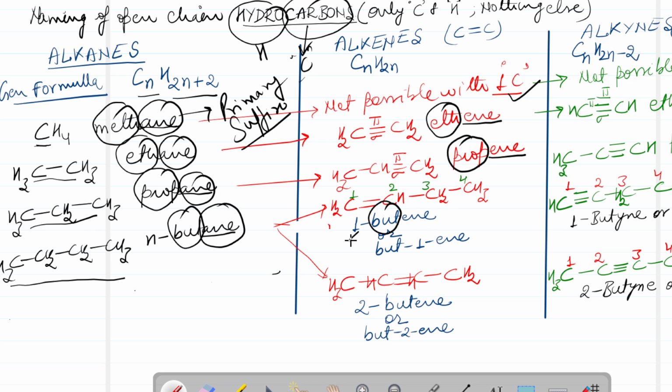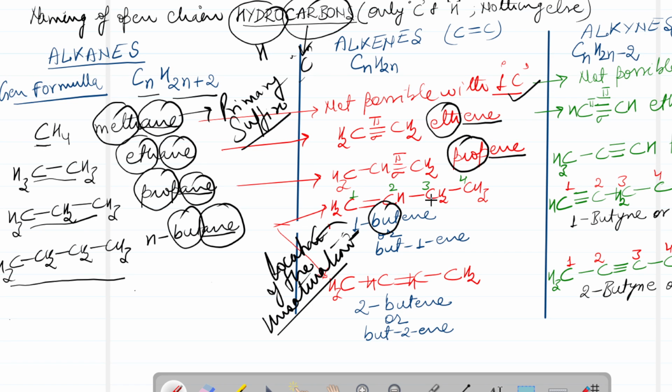What is the 1 indicating? One is indicating the location of the double bond, location of the unsaturation, right?